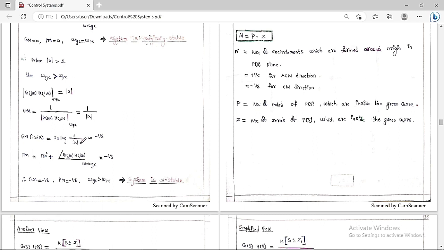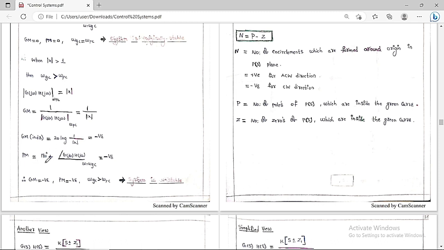Now listen carefully. Here X is greater than 1. So I can also write this as minus 20 log mod X base 10. Since X is greater than 1, this log is definitely positive, and with the minus sign, positive value becomes negative. So then you are going to get a negative value.